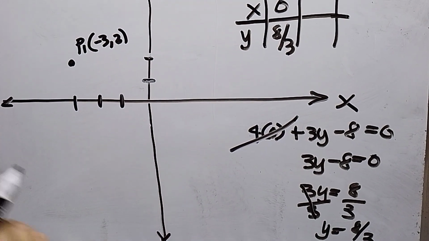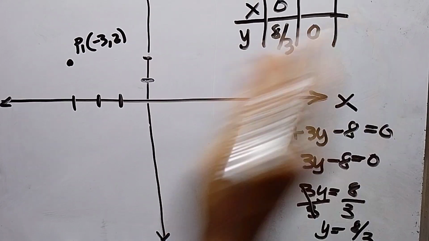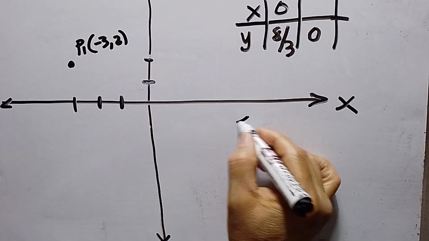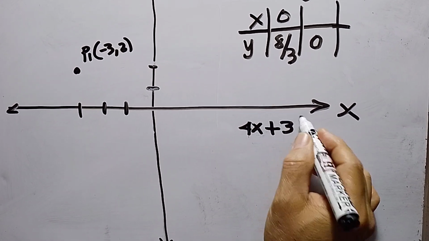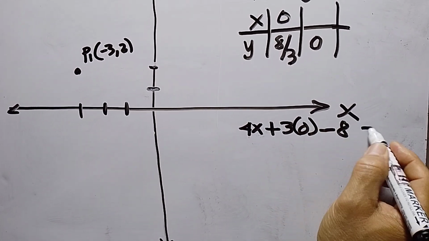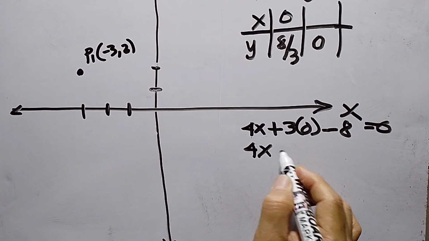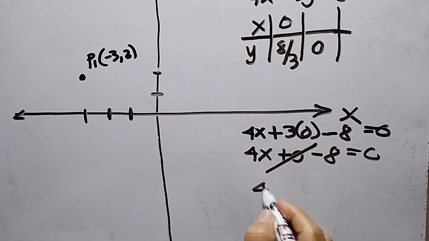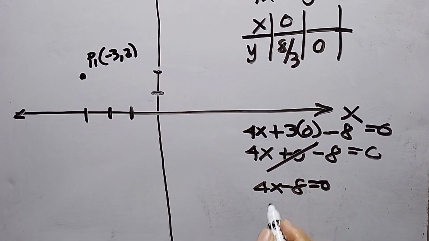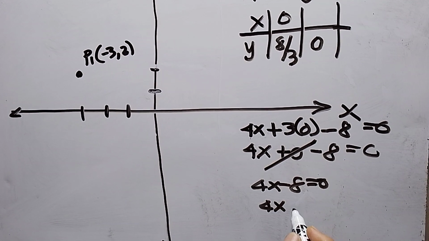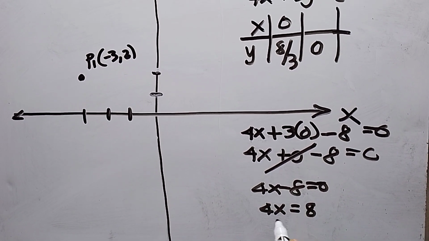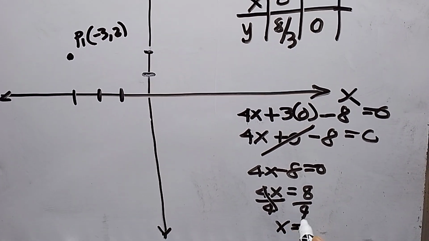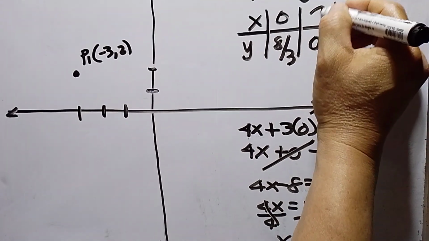Now how about when y is 0? When y is 0, this will be 4x plus 3 times 0 minus 8 is equal to 0. So 4x plus 0 minus 8 is equal to 0. So 4x minus 8 is equal to 0. Transpose negative 8 to the right, so this will be positive 8. Then divide by 4 on both sides. So x equals 8 divided by 4, which is 2. So my x is 2.